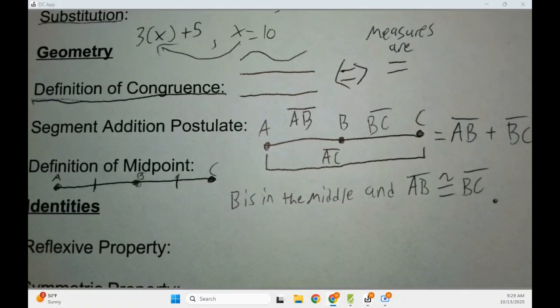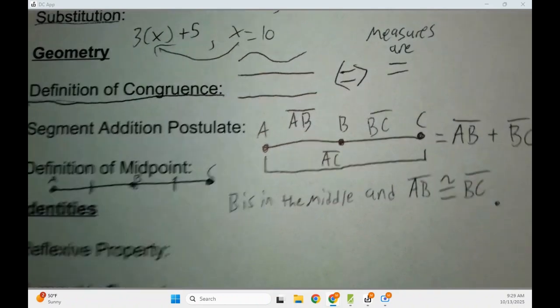What questions do you guys have about the geometry properties? All right.